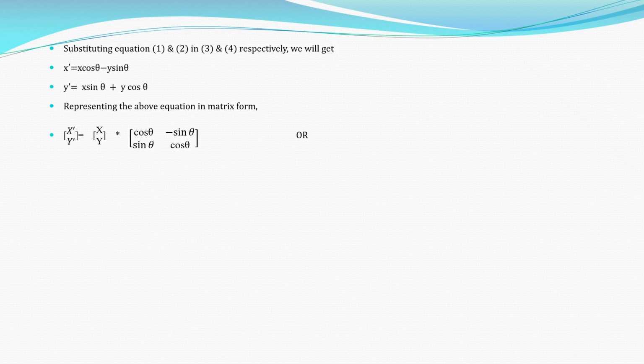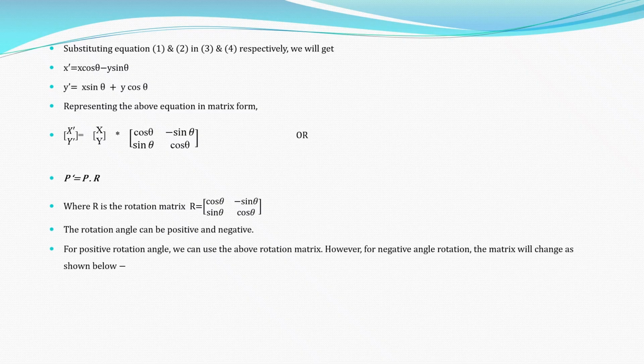We have to get [x dash, y dash] equals [x, y] into a matrix, that is [cos theta, minus sin theta; sin theta, cos theta]. Or we say P dash equals P into R, where R is [cos theta, minus sin theta; sin theta, cos theta]. This is for your clockwise direction. Okay. So the rotation of an angle can be positive or negative. This is your clockwise direction.